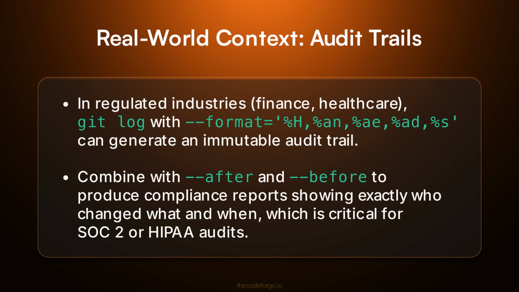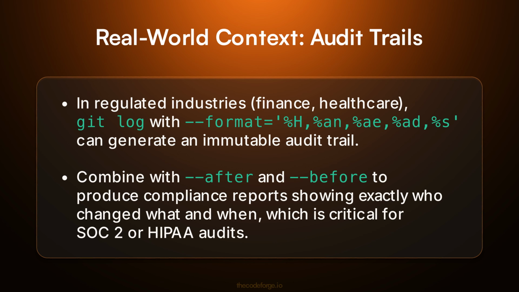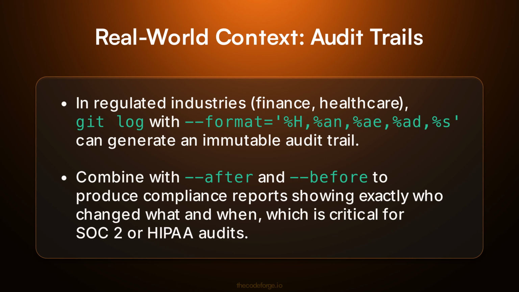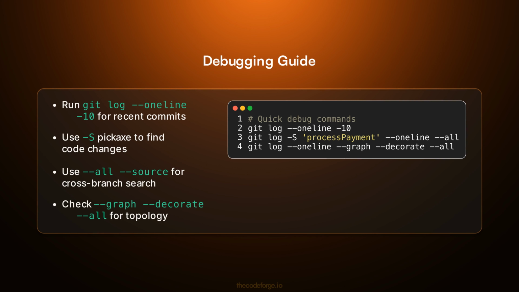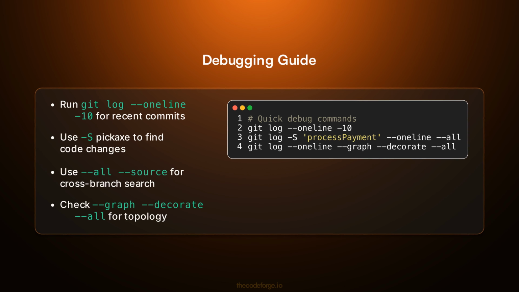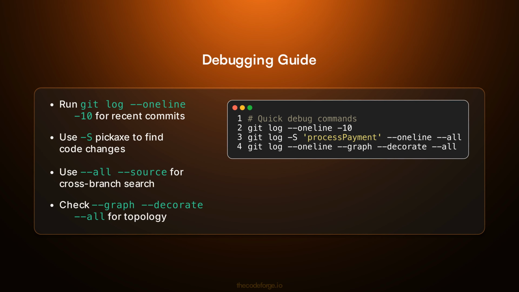In regulated industries, finance, healthcare, Git log with format equals %h, %an, %ae, %ad, %s can generate an immutable audit trail. Combine with after and before to produce compliance reports showing exactly who changed what and when, which is critical for SOC 2 or HIPAA audits. When debugging, start with the last 10 commits. Use pickaxe to find where a function changed, and always check the full graph to understand branch structure.